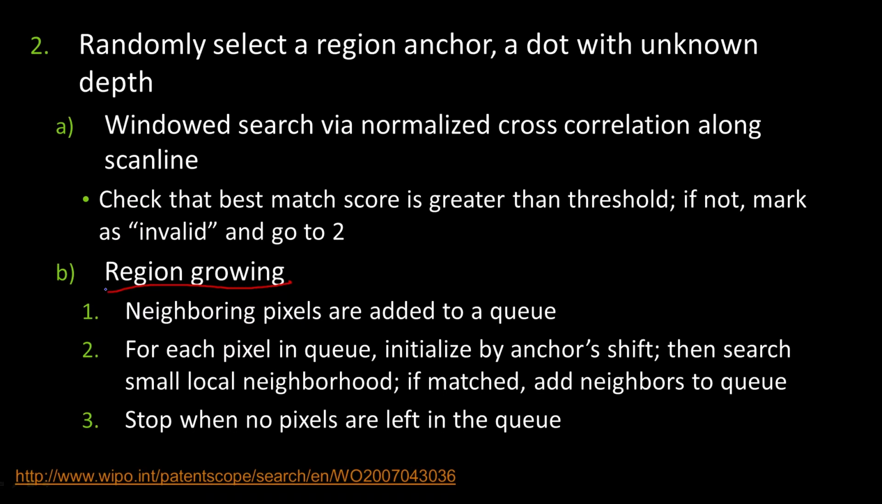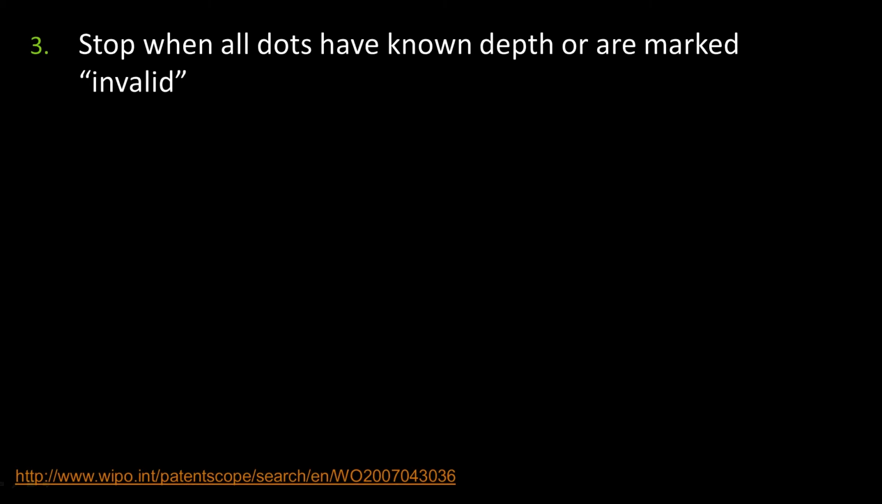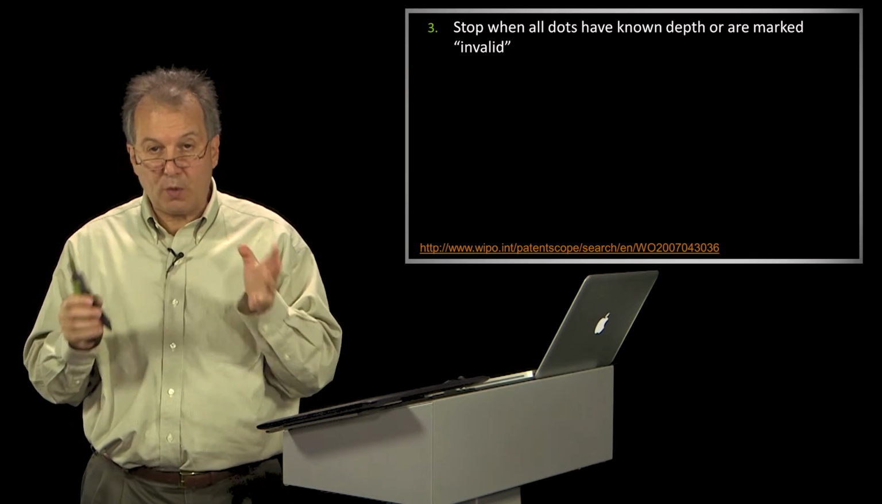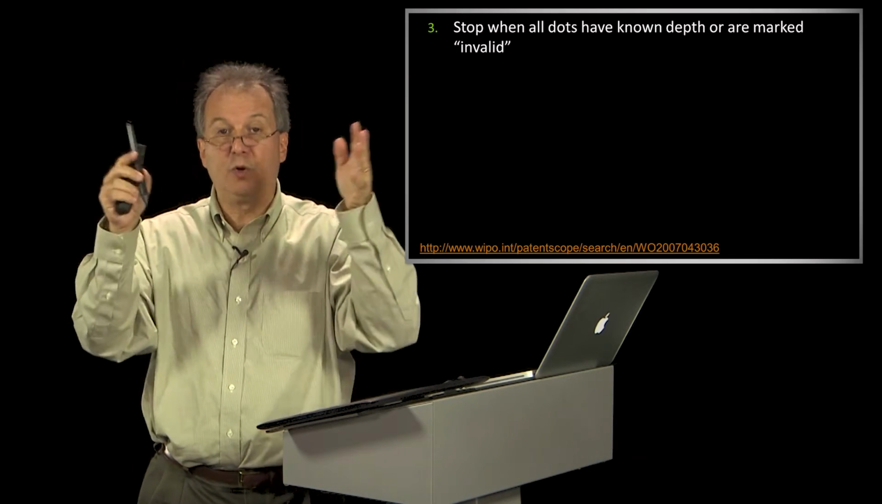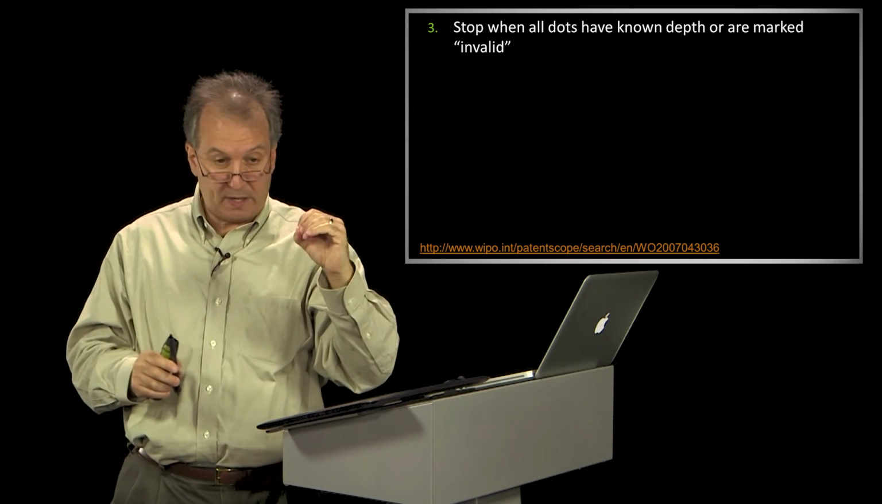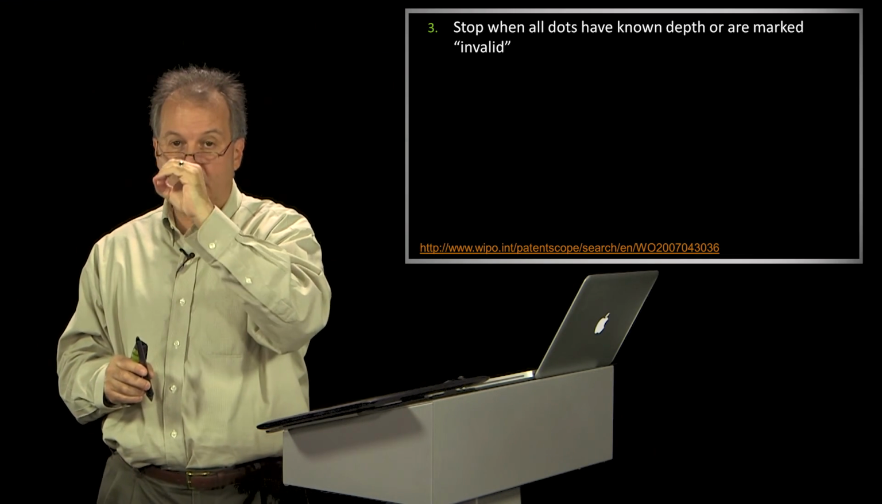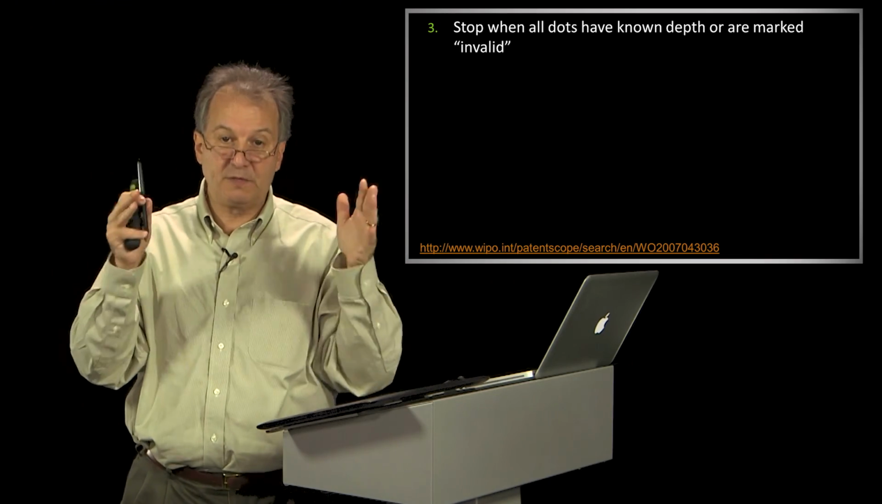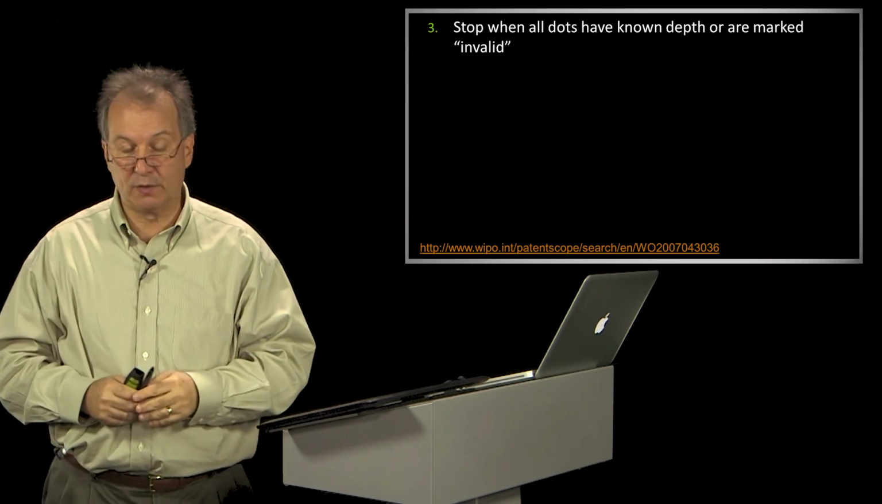And I stop doing that when that queue is empty because I finished using this anchor point, and I go back again and I reinitialize, I pick another point, and I stop when all the points are labeled as with a known depth or marked as invalid. So what makes that work is that I have this pseudo-random pattern, so any little patch can't be matched everywhere, but is matched sort of just in one place well along that epipolar line. I know those patterns, and so I can just drive that search very quickly.